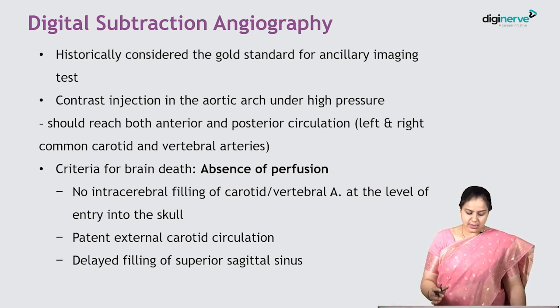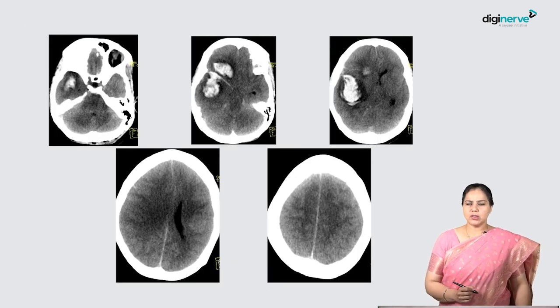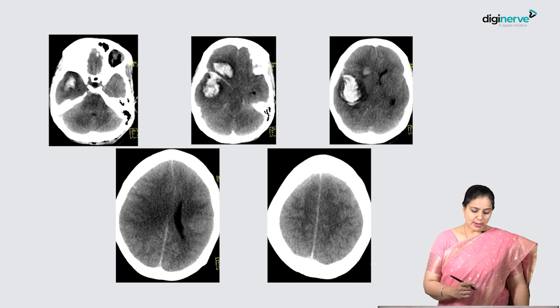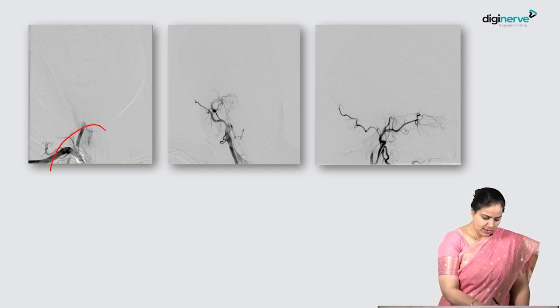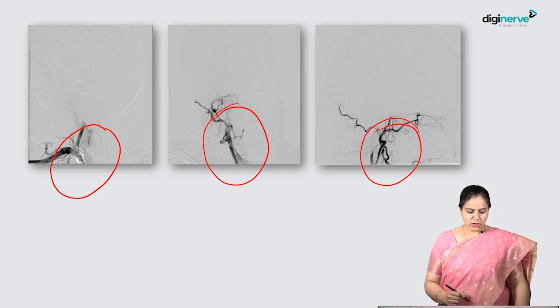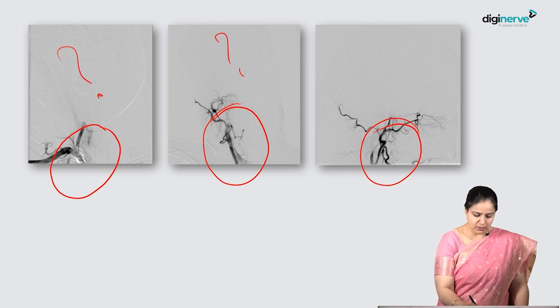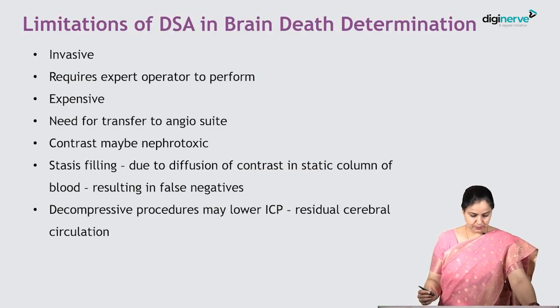There is a patent external carotid circulation that is present, and there is a delayed filling of the superior sagittal sinus. This is an example of a 41-year-old female patient who was brought to the ED with a massive ICH. After adequate resuscitation, it was found that this patient does not have any brainstem reflexes and the apnea test was also positive. Now, this was the 4-vessel angiography that was done in this patient. We see there is a patent carotid circulation. The external vessels are visualized, but there is no intracerebral filling. And this is demonstrated in both anterior as well as posterior circulation.